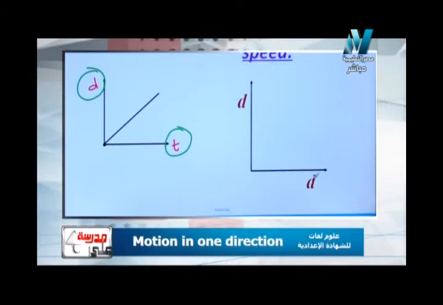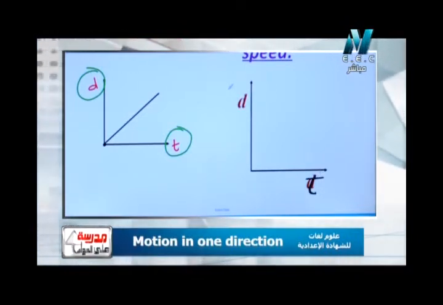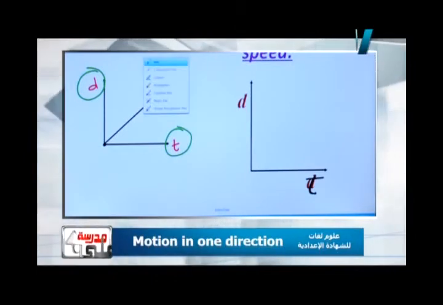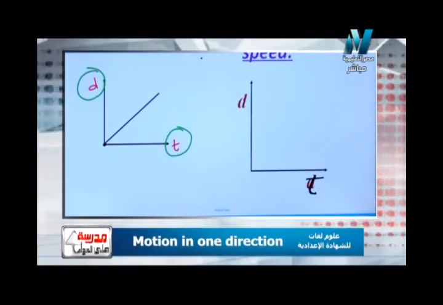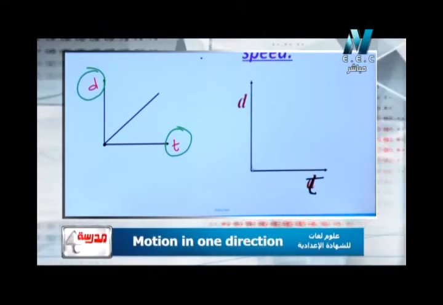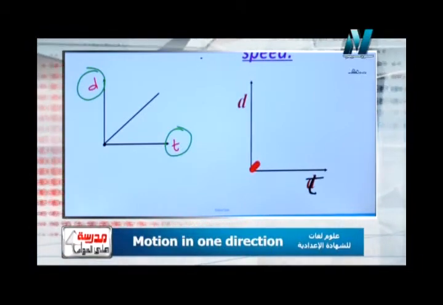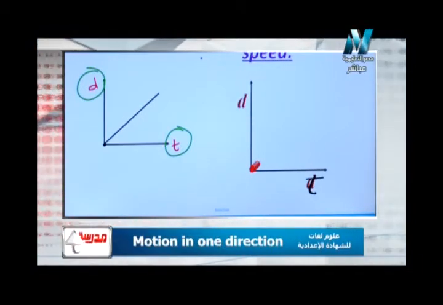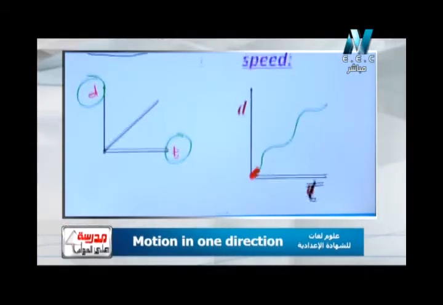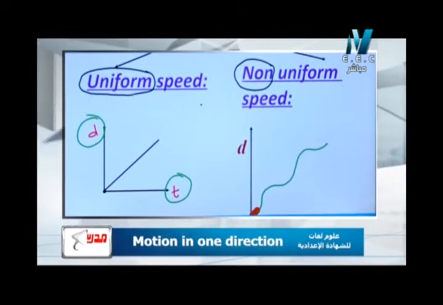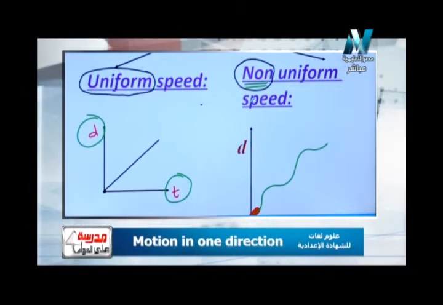So here we have T and D. At the same time, we can draw a line that is not straight. We can draw a curved line or a zigzag line. A curved line means something not regular, not a straight line like that. Why? Because, as we studied before, according to the definition of non-uniform speed or irregular speed.